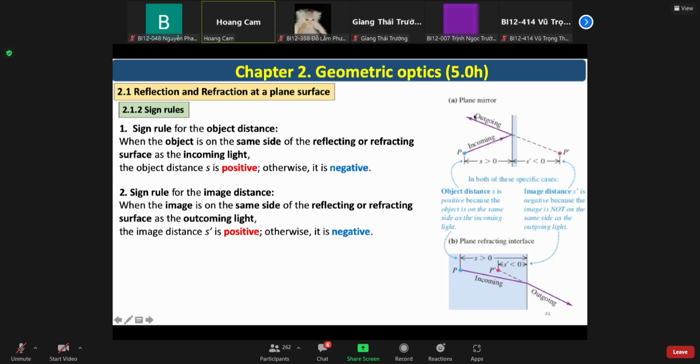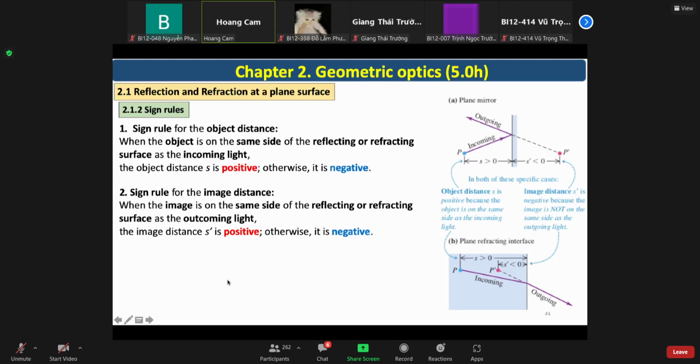You see the outgoing light is here, right? And the image is here, while the refracting surface is here, the reflection surface is here. So that's why we have the negative image distance. So pay attention to the sign rules, and then you don't make mistakes in the signs of the different values we consider in geometric optics.